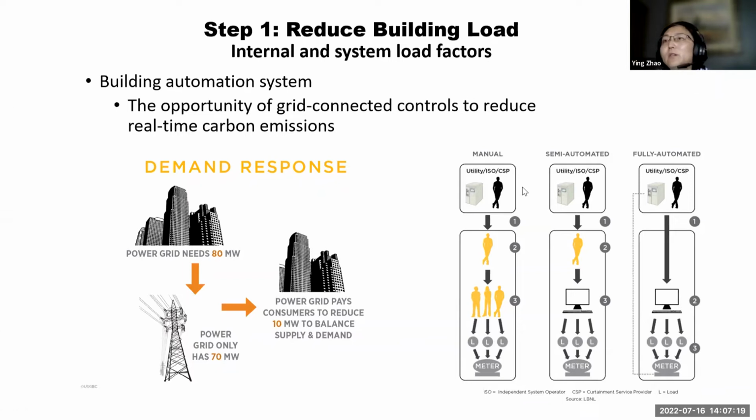The chart here shows a power grid example. On a hot day in the summer, everyone uses an air conditioner, which makes the power grid have very high demand. The power grid will need 80 megawatts, but they can only supply 70 megawatts. They have a power shortage, and will probably shut down some things, or they will have a problem.